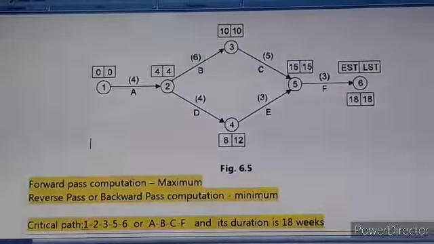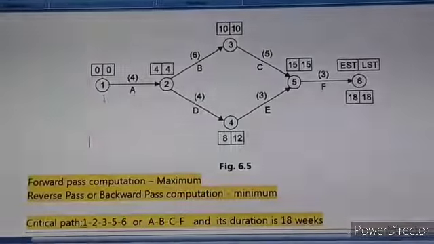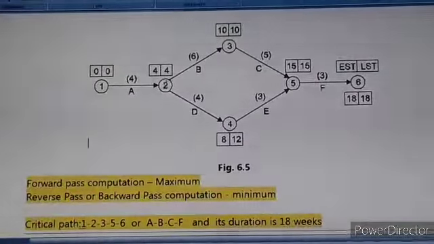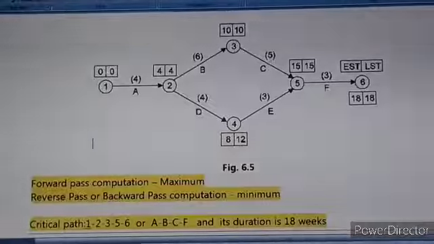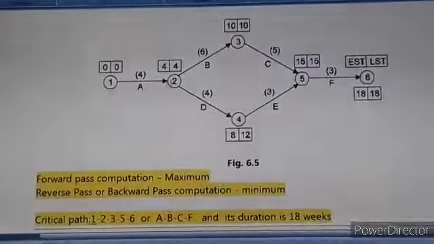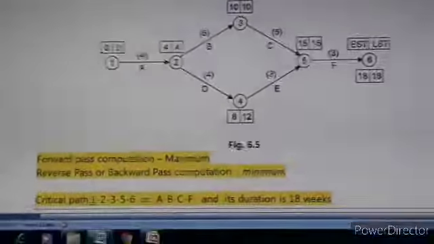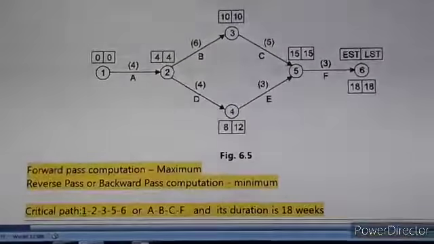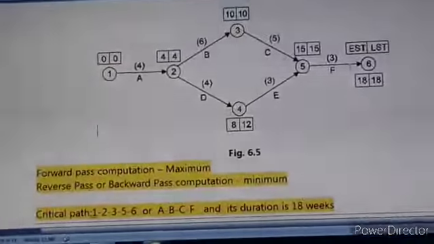So in the forward pass, we have to start with node 1, then proceed to node 2, then 3, then 5 and 6. So there are two paths. One path is 1, 2, 3, 5, 6. Another path is 1, 2, 4, 5, 6. So we have taken into account all the paths in the forward pass.